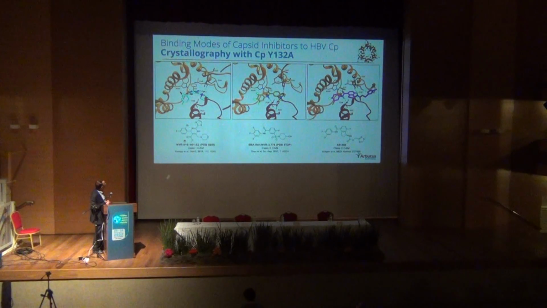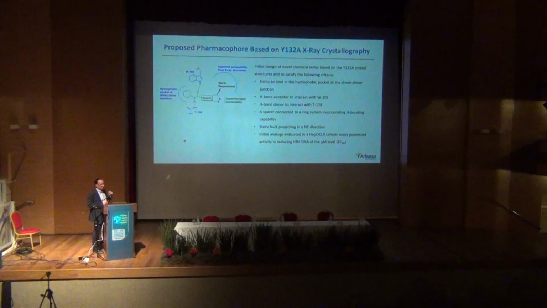Then there are other hydrogen bonding interactions that occur at the eastern part of the molecule here, with this portion seeming to stick out differently from the other molecules. But to note, they all bind at the same site. So the question was, what was the pharmacophore? The pharmacophore model we ended up developing was this.